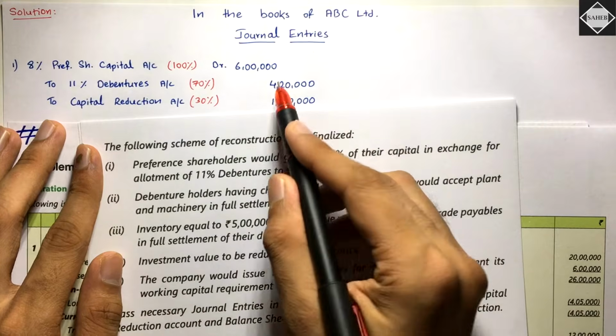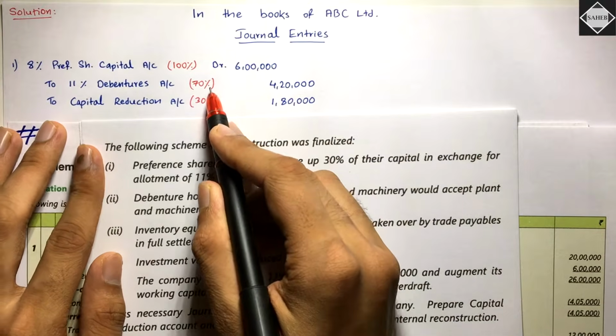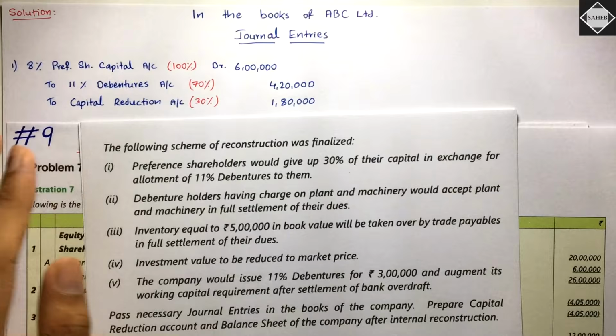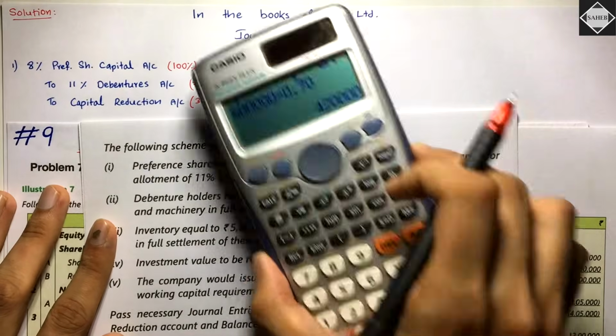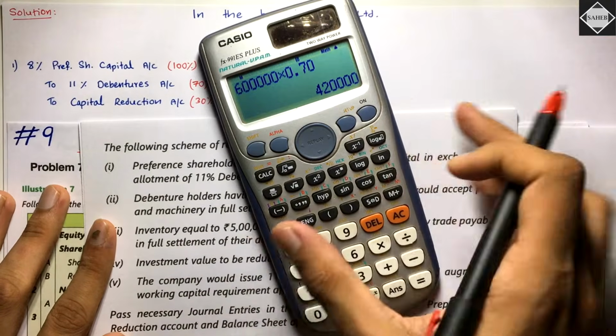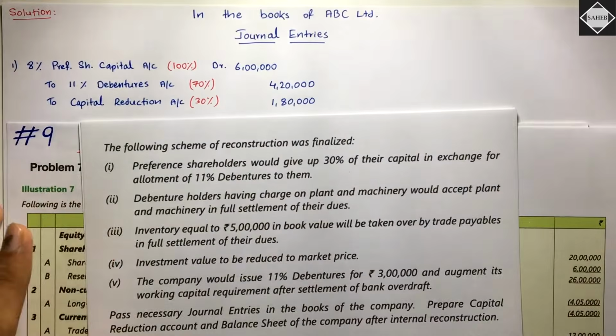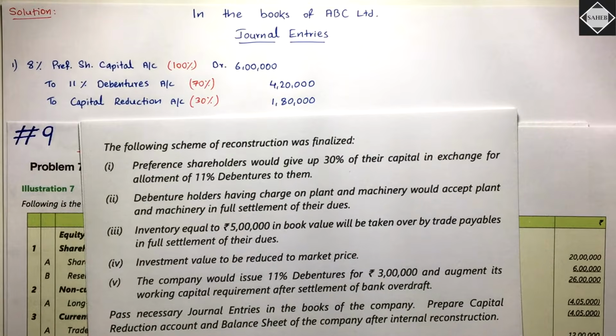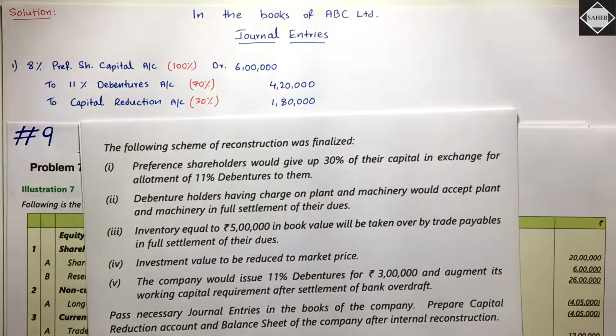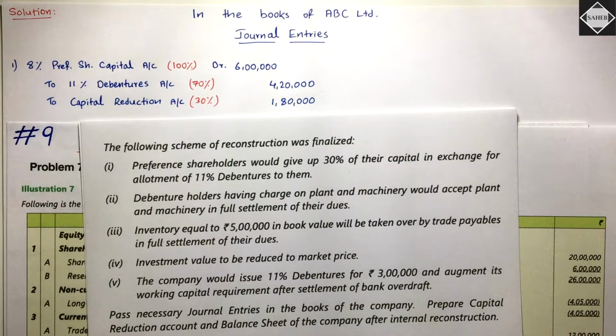For the remaining 70%, they are getting debentures, which is 4,20,000. I showed you the calculation, right? 6 lakh into 70%, that's 4,20,000. Is that clear? Simple, right? So this is the first adjustment over. Now moving on to the second adjustment.